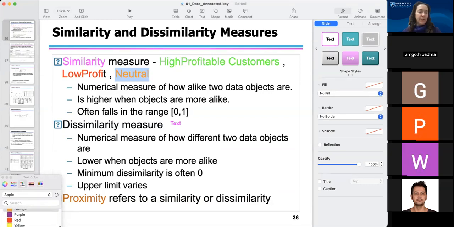So by determining the similarity between the objects, we can learn a lot about the objects. So we can find groups of similar objects. So that allows us to do data analysis on those objects. So the similarity is a numerical measure of how alike two data objects are.